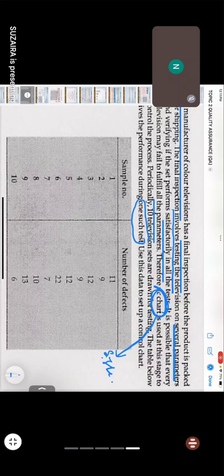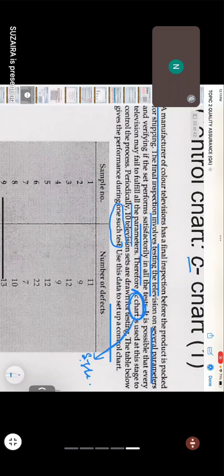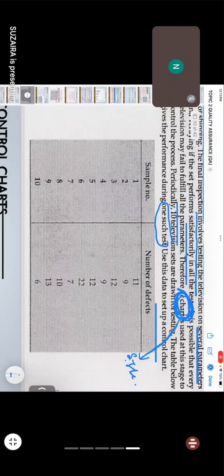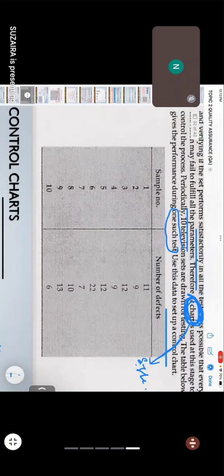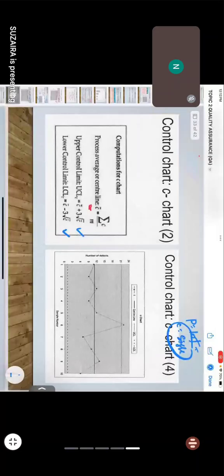you have this data. Okay, so the question asks you to set up a control chart. It also says what kind of control chart you need to develop, and luckily here it mentions a C chart. It mentioned here that you need to come out and develop the C chart. Okay, so we have numbers from 1 to 10 because we take 10 samples, and each sample has its defects. So we collect data for this one.